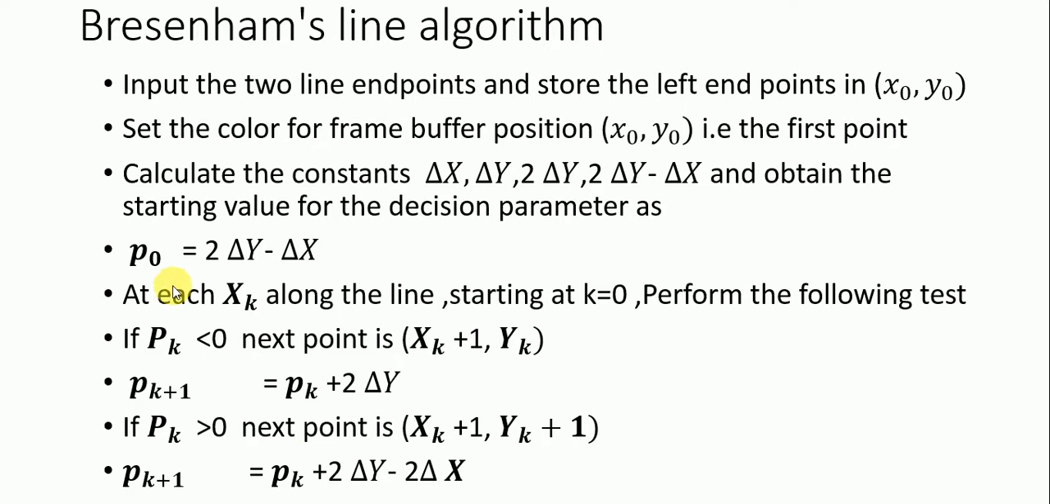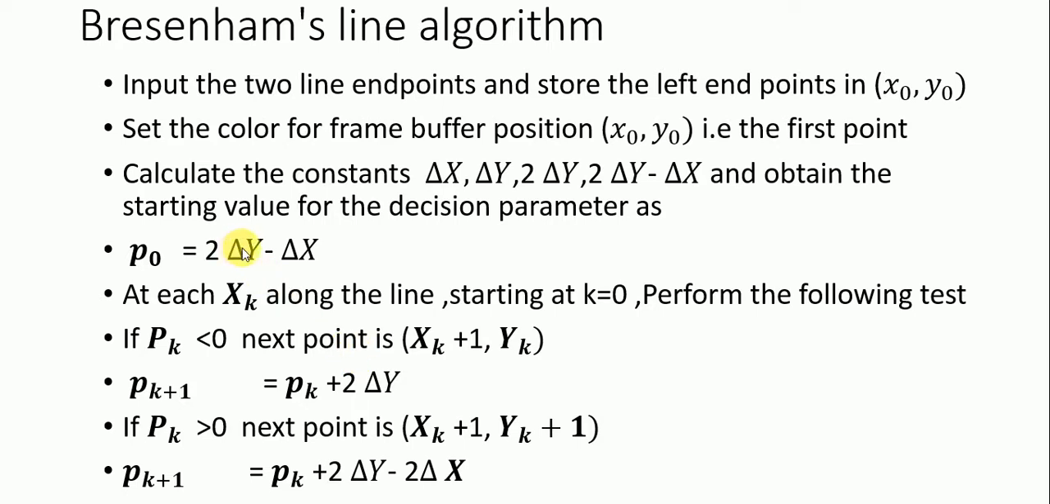So we are going to derive this value p naught. We are going to derive what is pk. We are going to find out pk, and we are going to find out what is pk plus 1 if it is less than 0. Then if pk is greater than 0, then we are going to select this value. So we are going to derive p naught and pk plus 1 for both cases. So this is the algorithm of it.